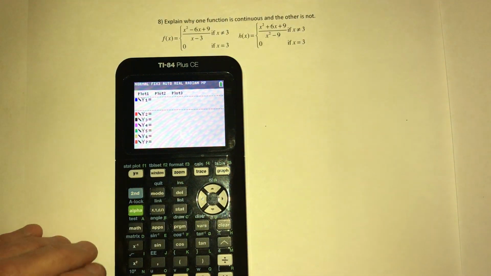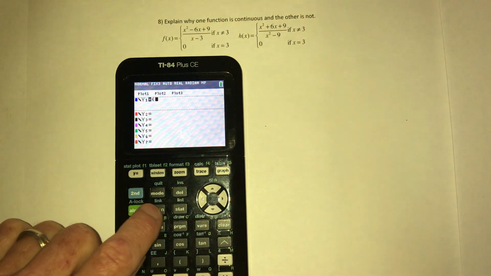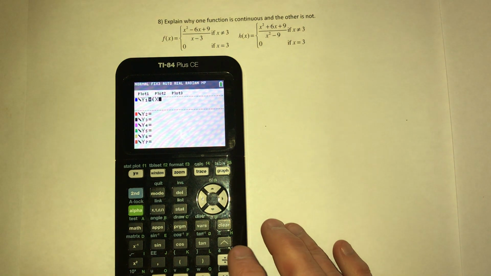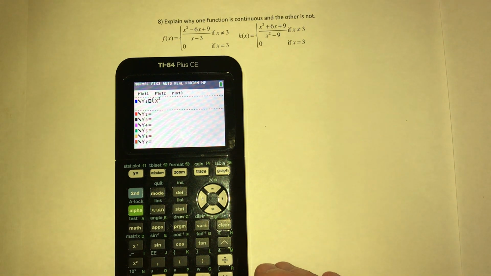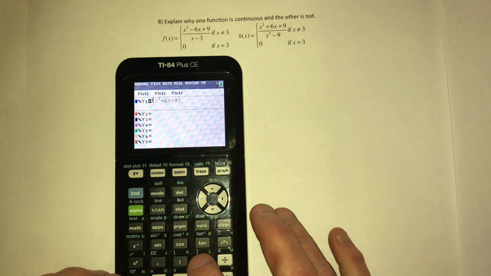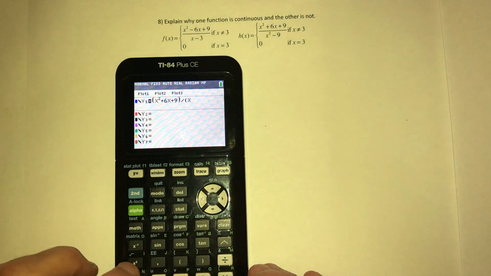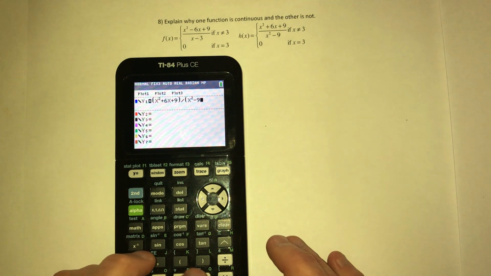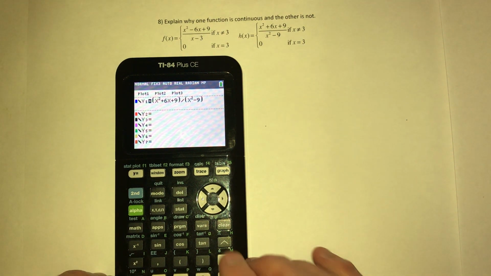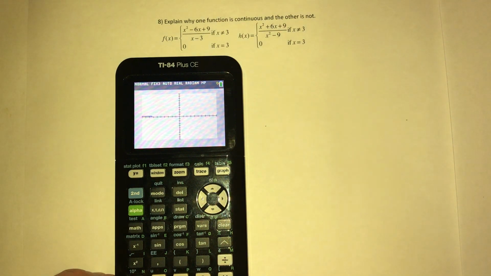Y equals, clear out the old one, and then this one is x squared plus 6x plus 9, and then divided by x squared minus 9, and go back to the graph. Okay, that one looks different, and that is not continuous.